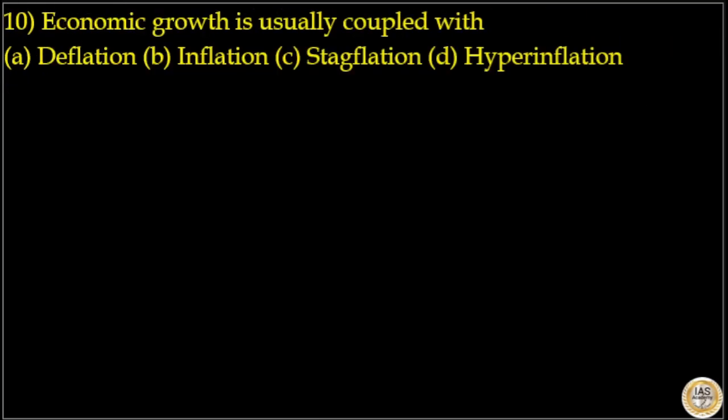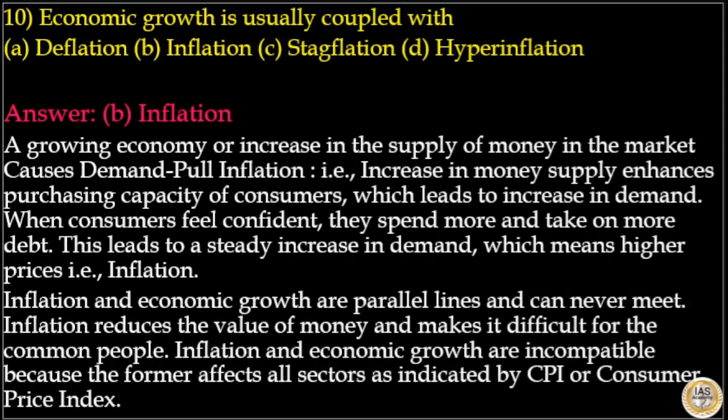Next is, economic growth is usually coupled with: options are deflation, inflation, stagflation and hyperinflation. Here the answer to this question is option B, inflation. A growing economy or increase in the supply of money in the market causes demand-pull inflation. That is, increase in money supply enhances purchasing capacity of consumers, which leads to increase in demand. When consumers feel confident, they spend more and take on more debt. This leads to a steady increase in demand, which means higher prices.